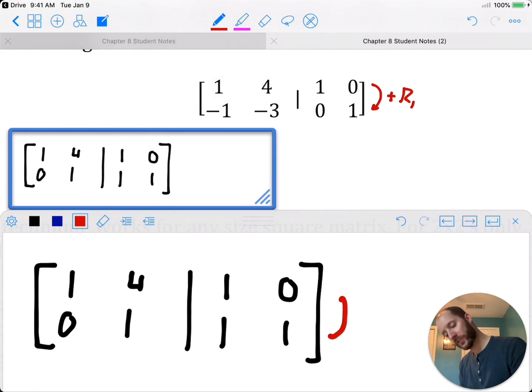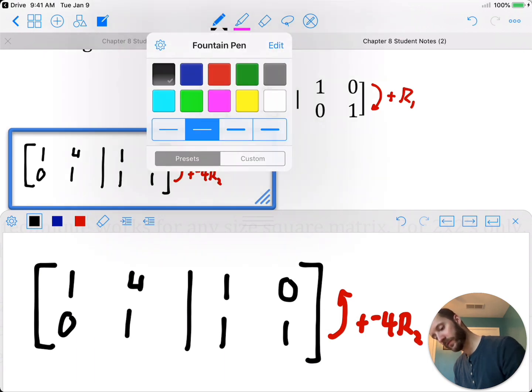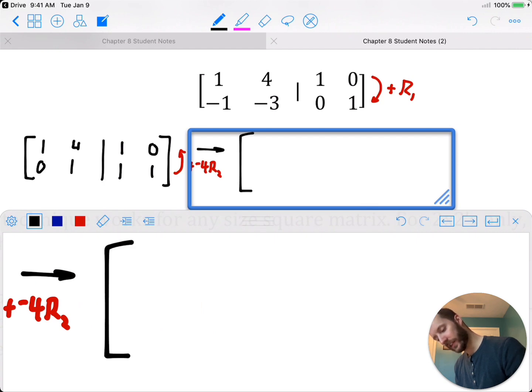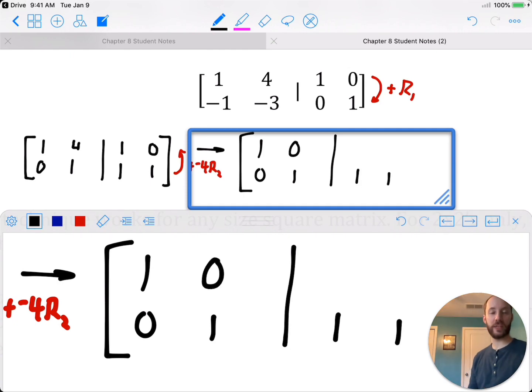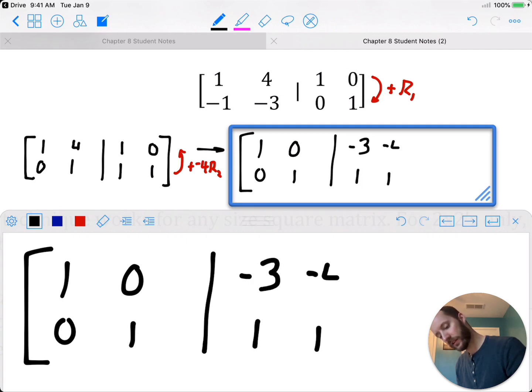And then from the second to the first, we're going to add -4 row 2. So the second row is not changing. 0 and 1 is 1, -4 and 4 cancels off. So now we have the identity matrix on the left side. That's what we wanted. -4 and 1 is -3, -4 and 0 is -4.